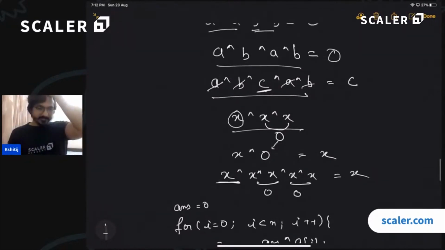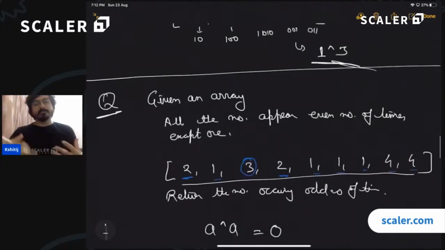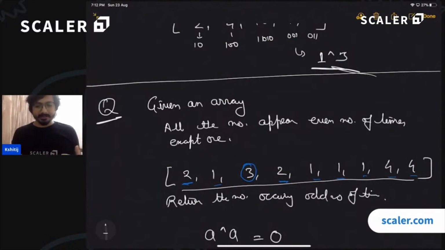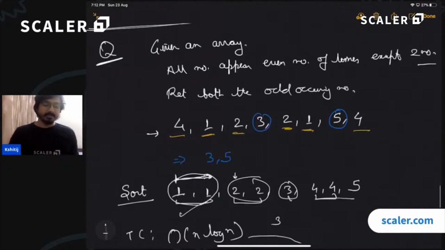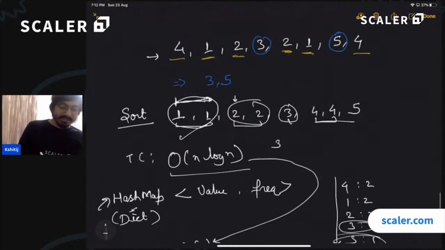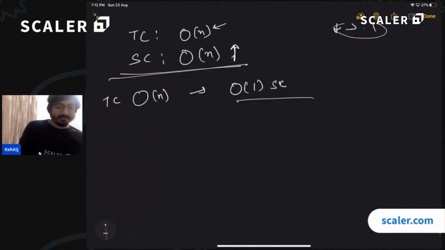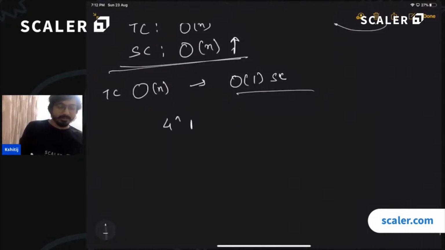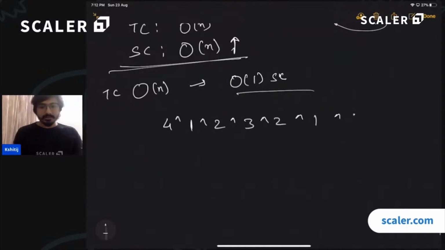Let us go back to the previous problem. The previous problem was also very similar, right? If we take XOR of all the numbers, in the previous problem we were directly getting the answer. In this problem, what do we get? Let us quickly take the XOR of all the numbers. We have 4, 1, 2, 3, 2, 1, 5, 4.